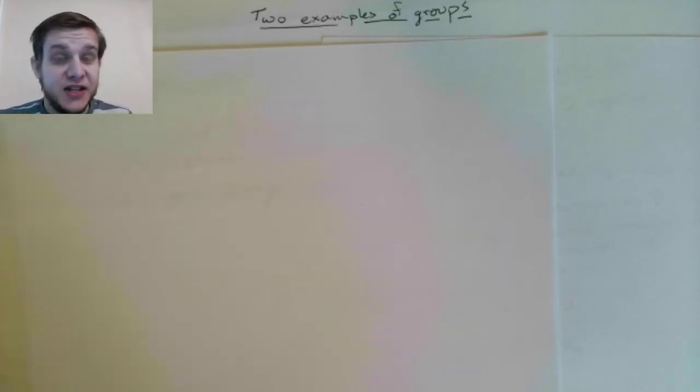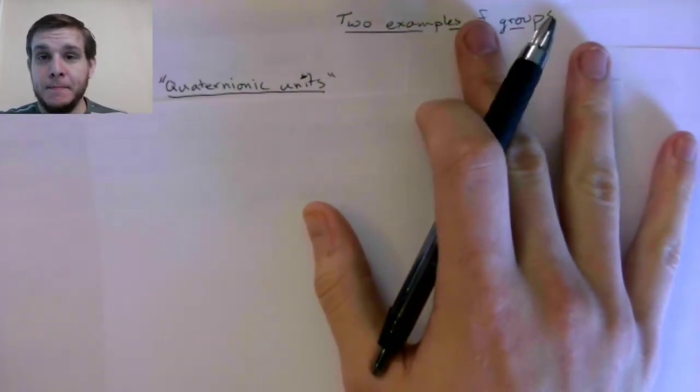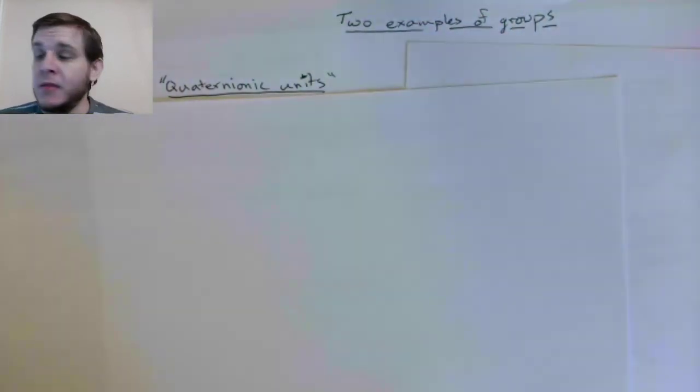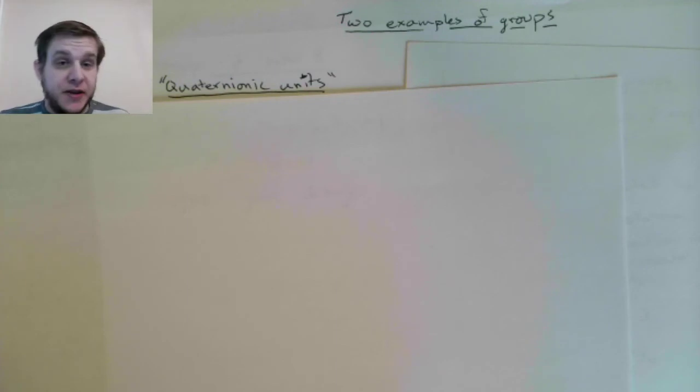Before we can list all the groups of order 8, I need to give you 2 more examples of groups. So what are the 2 examples of groups that I'd like to discuss? Well, the first one is specific to order 8, and it's called the group of quaternionic units. So quaternions are a much bigger thing.